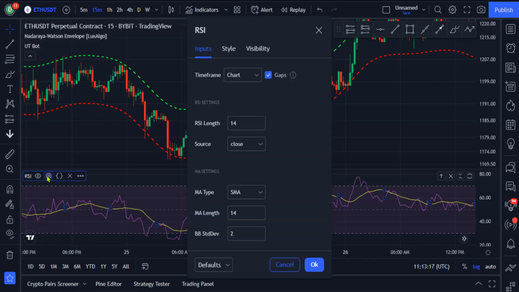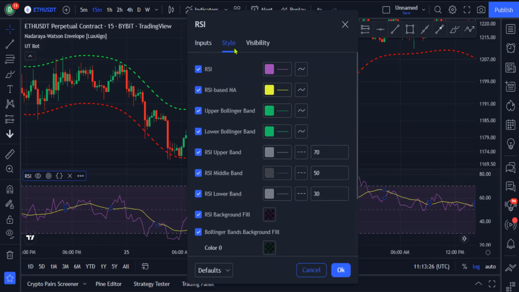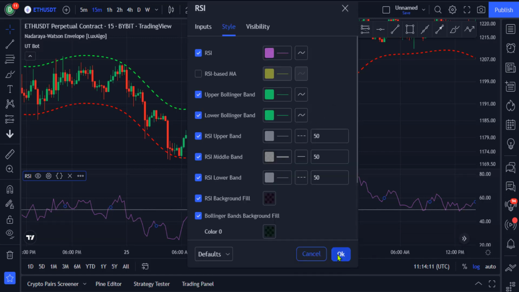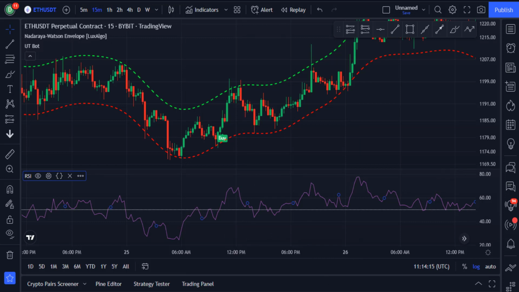Finally, go to the setting of the relative strength index and on the input section, leave the RSI length to 14. Then, go to the style section and uncheck this RSI base moving average and change the RSI upper band from 70 to 50 and the lower band from 30 to 50, and change the middle line from dashed line to normal line and increase the thickness, and click OK. Now that our chart is ready, let's explain the indicators before we move to the strategy section.